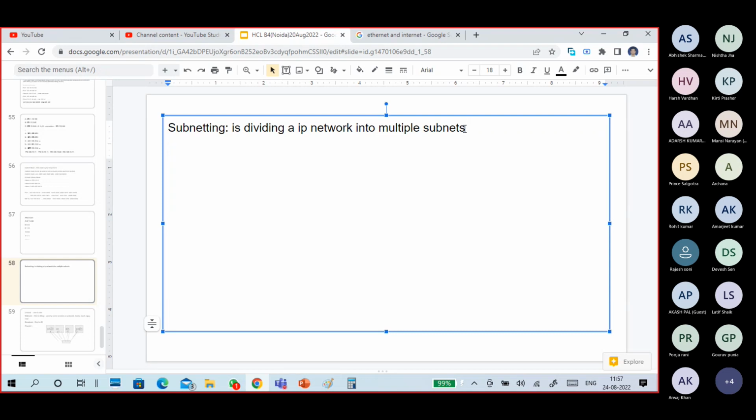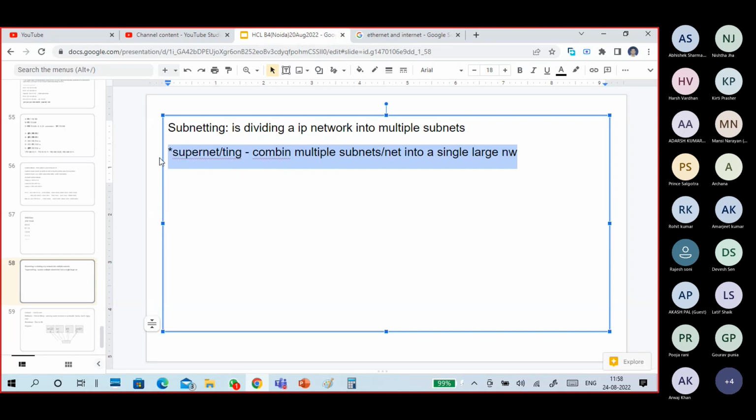Of course, there is another word, called a supernet. Supernetting, or a supernet, is combining multiple subnets or networks into a single large network. Don't worry about supernet. It is not a very important one. It's not a big deal.